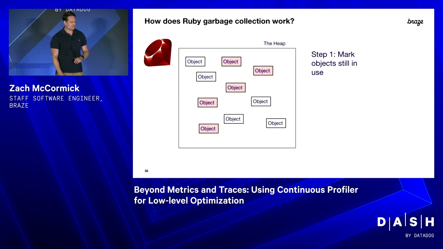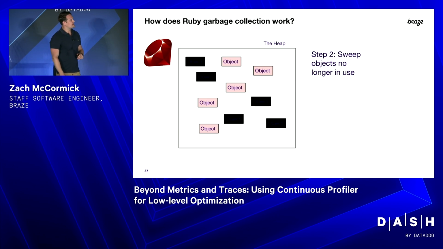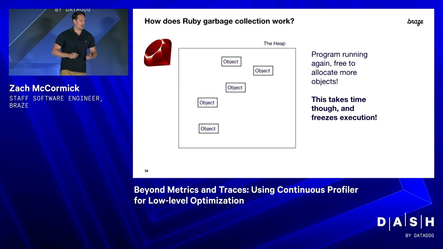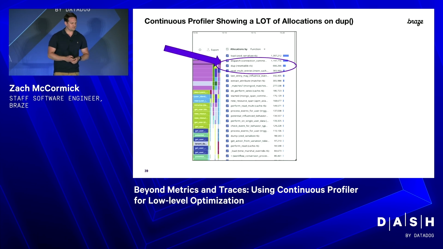Once it's marked everything, it'll do something called sweep. That's why they call this a mark and sweep garbage collector. It'll sweep away all of the objects that are no longer in use so that it can free up those slots in the heap in order to allocate new objects. And if it works, it will unfreeze the world, and your program is running again, free to allocate more objects and do more work. So this takes time, and like I said, it freezes the execution of your program. So you don't want it to take too much time, and 10% really felt like a lot of time. So what did we want to look at?